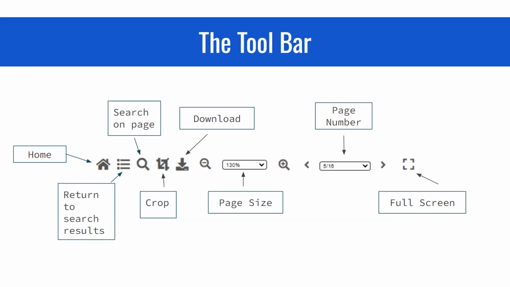Basically, you have the home button. You have return to search results. You can search on the page you're on, the crop button. So if you only want that article, and we're going to go through that in just a minute, you can download the whole newspaper. If you're looking at it in your browser and it's a huge newspaper and you want to reduce it, you can reduce the page size.